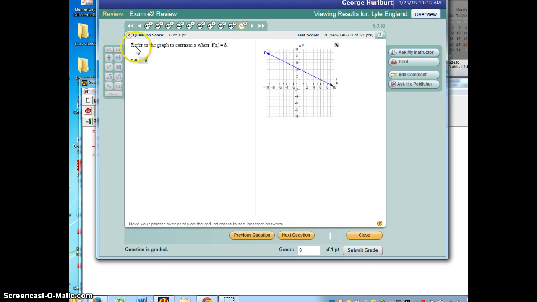Okay, number 50 says, refer to the graph, estimate x when f of x is 8. So remember, this symbol f of x is just a fancy symbol for the letter y. So what they're telling us here is y is 8. They want us to know what the x number should be. So I go to y equals 8. I go across to right there. I go down, down, down. Looks like x would be negative 8. You put in negative 6. Maybe it looked like you're just off on your graph a little bit.